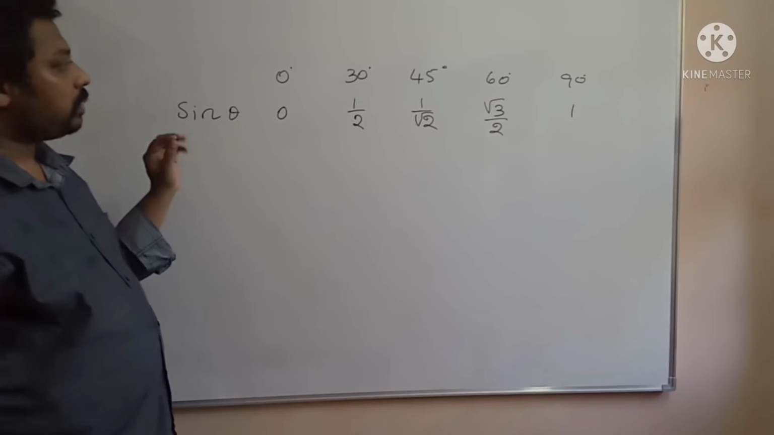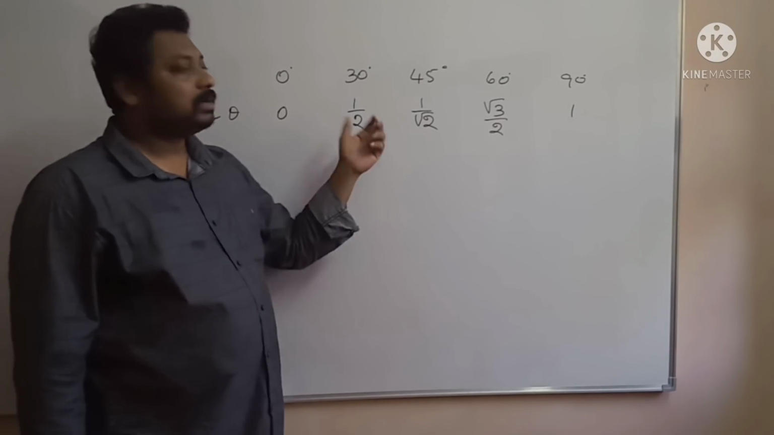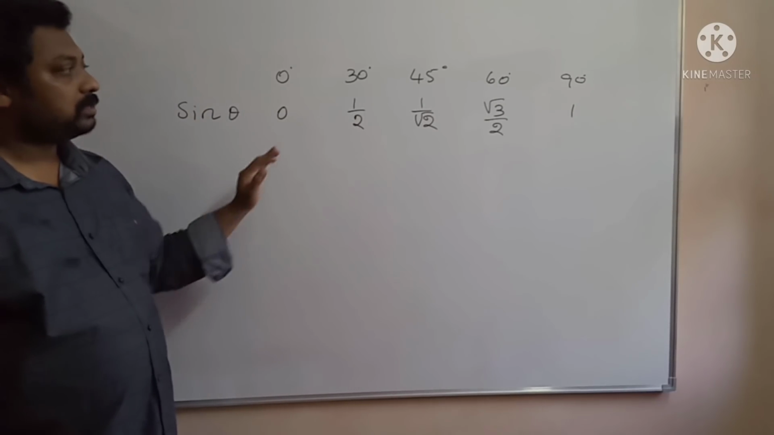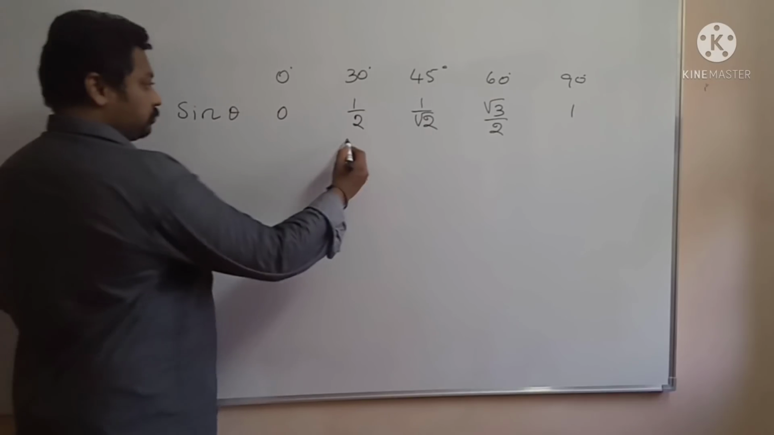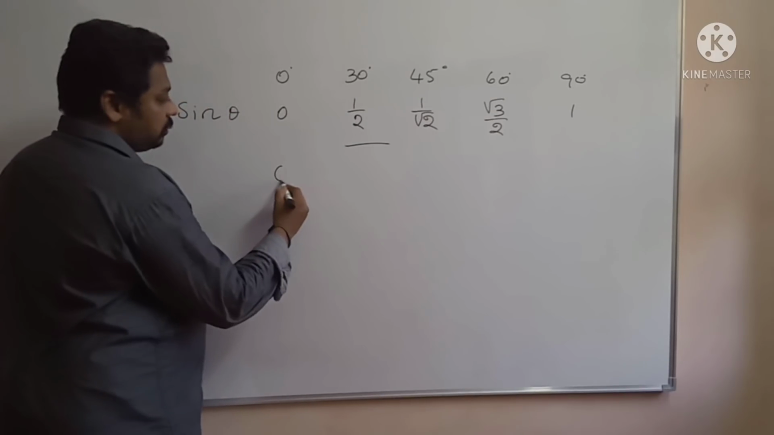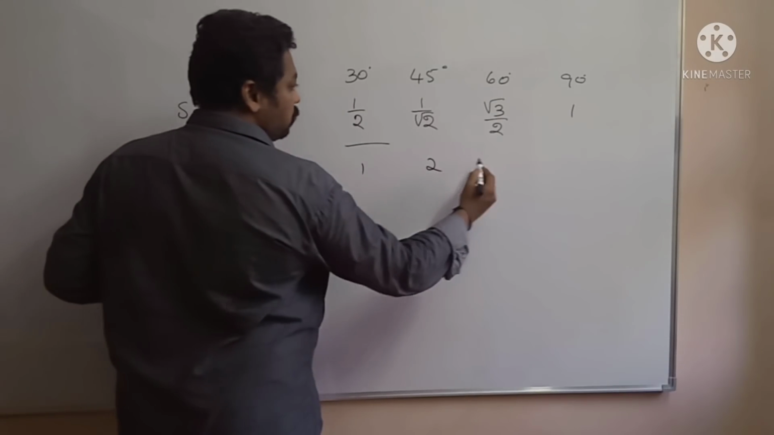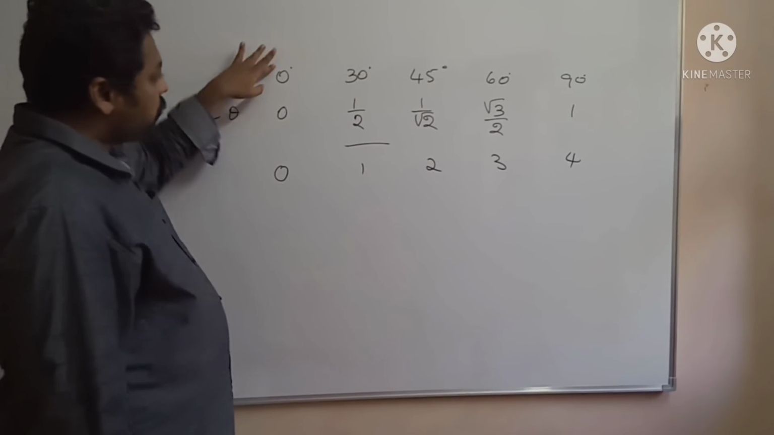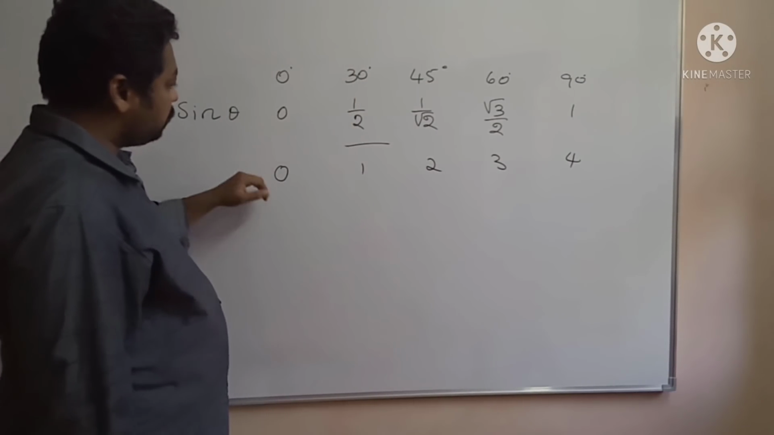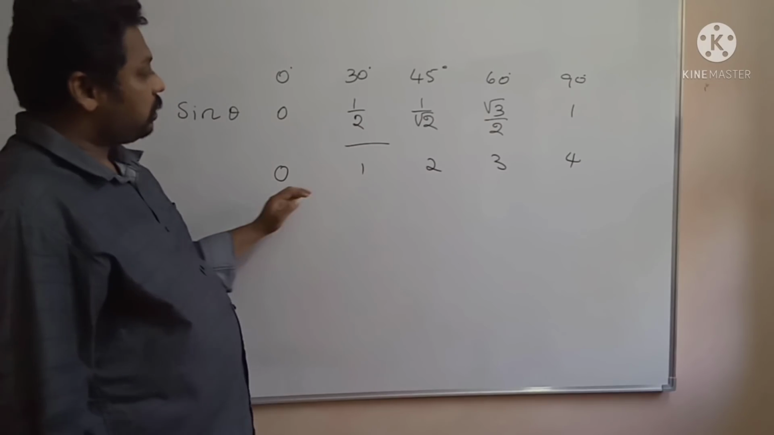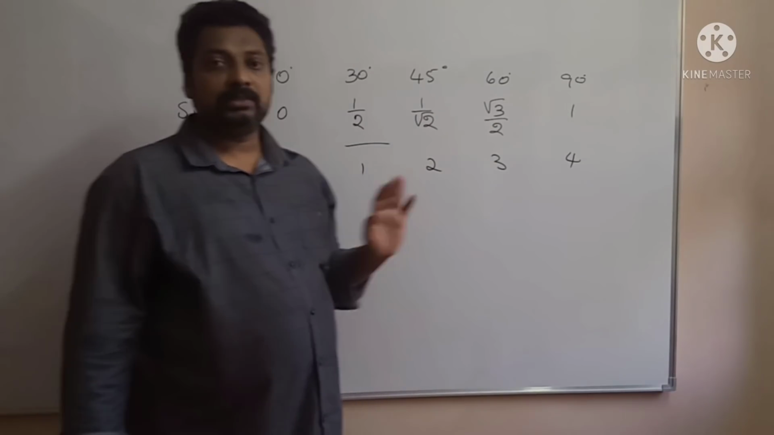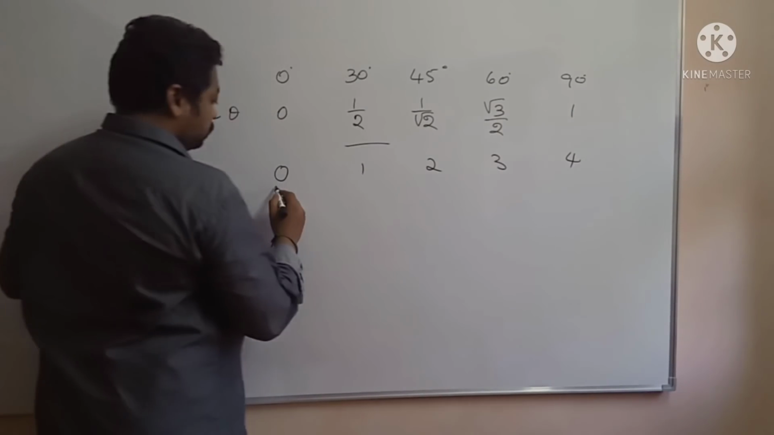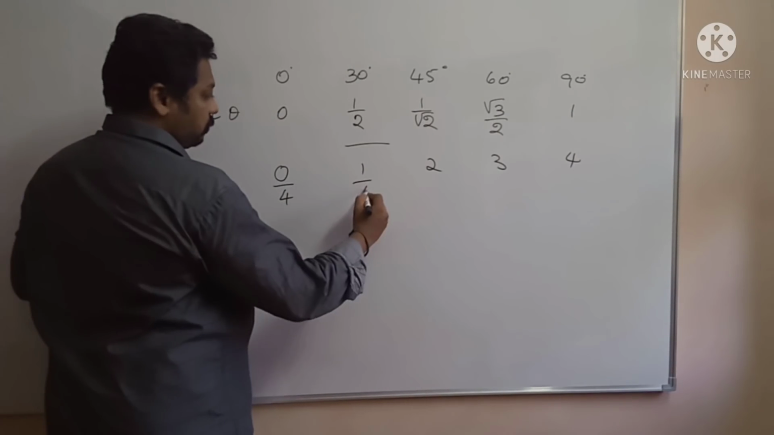Fine. So I'll teach you a shortcut to remember these values. If you can learn this by heart, that is well and good. Otherwise I'll teach you a shortcut. First write from 0 to 4: 0, 1, 2, 3, 4. The 0 is the smallest angle here, so I have written 0. Then I have written the other whole numbers consecutively. What is the largest whole number here? 4. So I am dividing by 4.